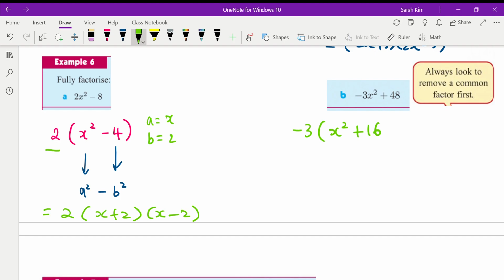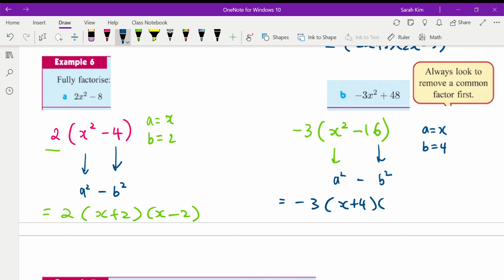So this one should be a minus. I've factored out. There we go, and then line it up with the a squared take b squared. So your a is x, b is 4. So my final answer will be x plus 4, x minus 4.